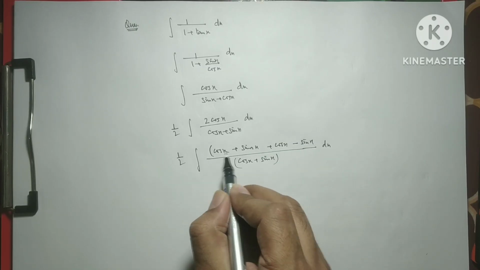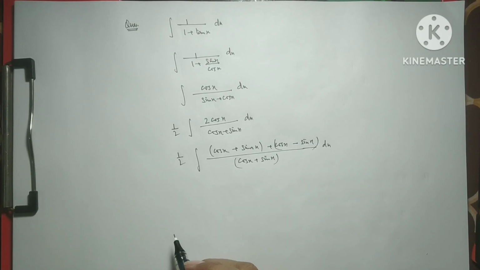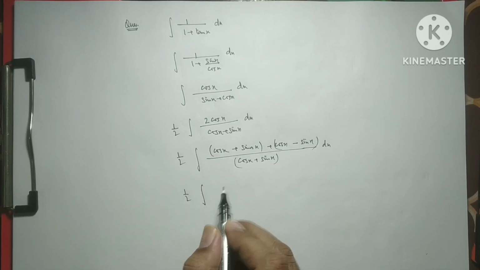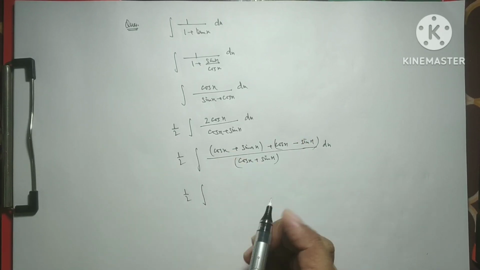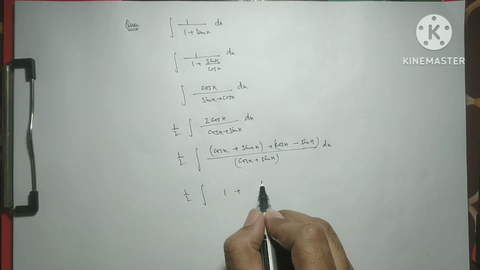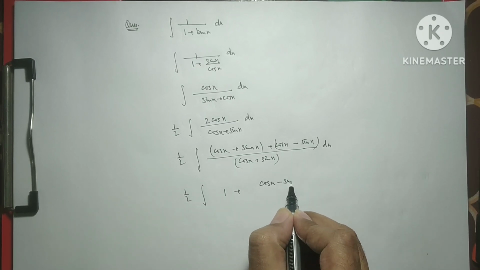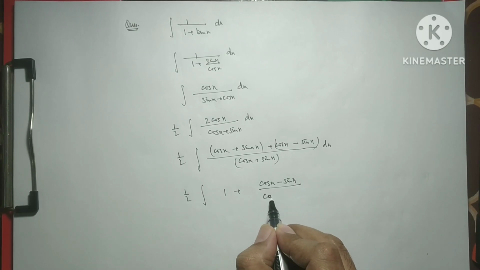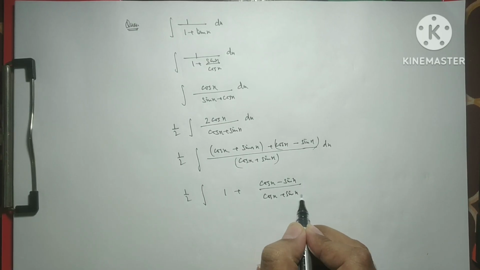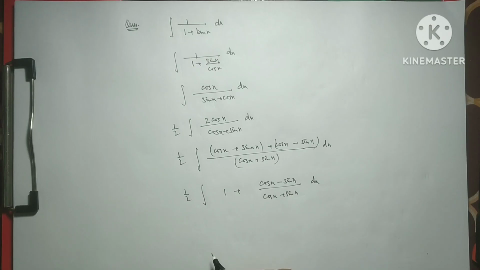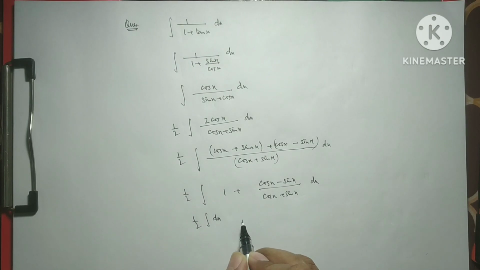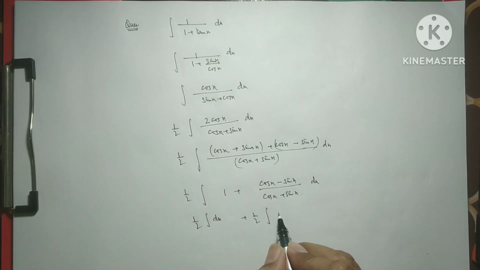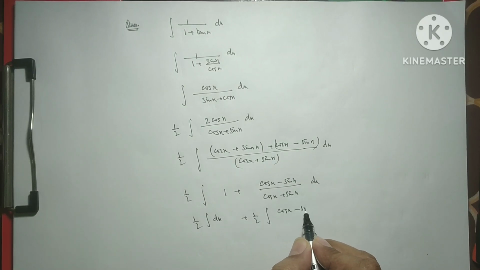And right now we pair these, and when we separate these, this over this is 1 plus cos x minus sin x over cos x plus sin x. Right now this part is half dx, and this is half of cos x minus sin x over cos x plus sin x.